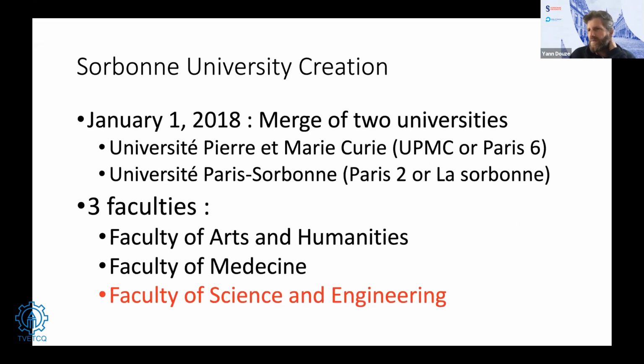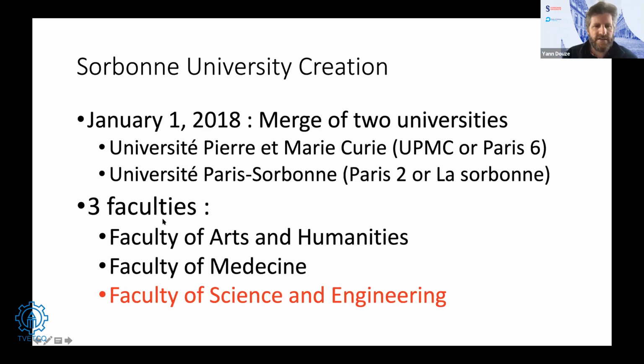First, I will present my university. It is now called Sorbonne University, but before it was called UPMC, Université Pierre et Marie Curie, named after Pierre and Marie Curie, who are very famous in France. They did a lot of research about atomic energy. But since 2018 there was a merge of two universities, UPMC and Paris 2, Université Paris Sorbonne, and these two universities created a big university called Sorbonne University.